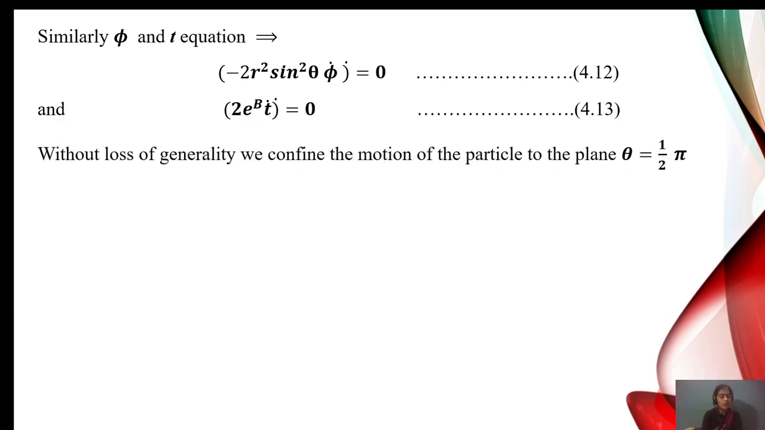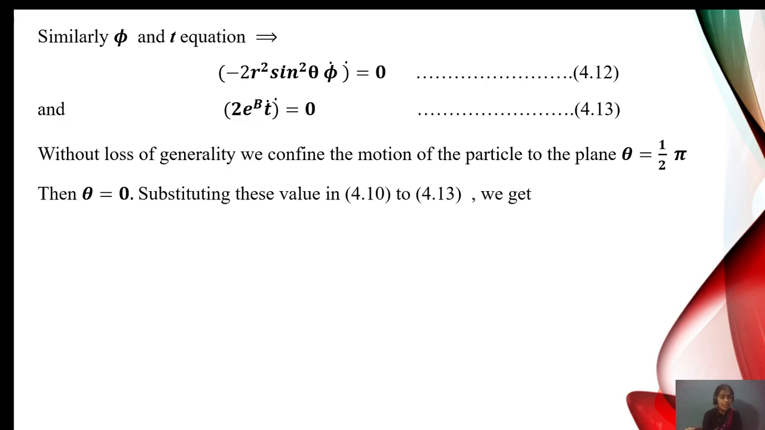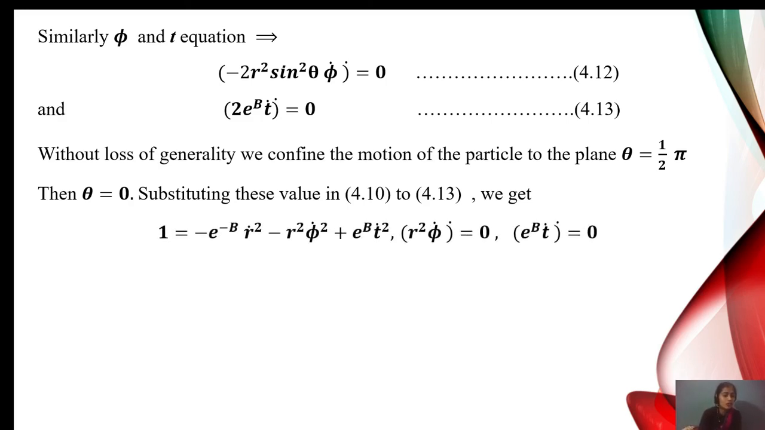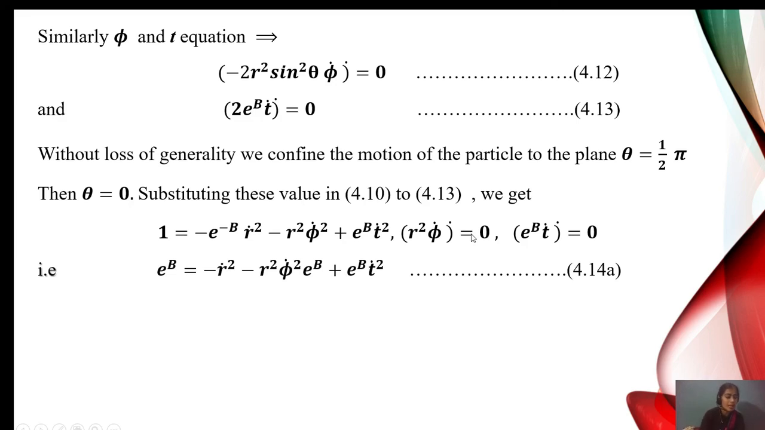Without loss of generality, we confine the motion of the particle to theta equals pi by 2, that is 90 degrees. Then theta dot equals 0. Substituting into equations 4.10 and 4.13, we get 1 equals minus e to the power minus b r dot square minus r square phi dot square plus e to the power b t dot square. The second equation gives the derivative of r square phi dot equals 0, and likewise the derivative of e to the power b t dot equals 0.